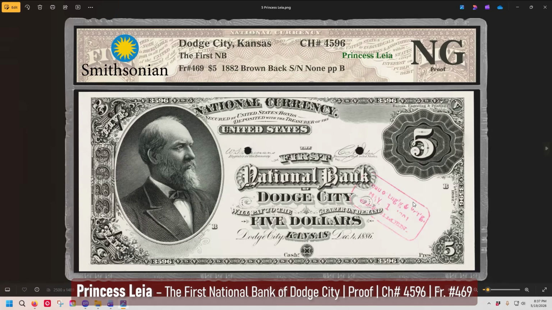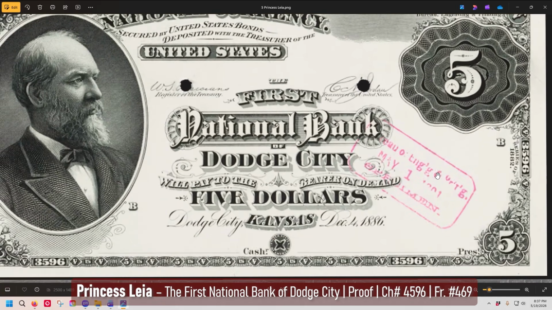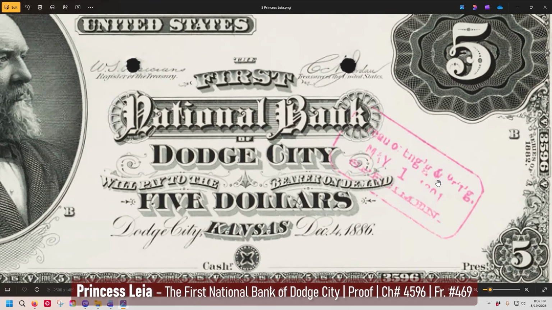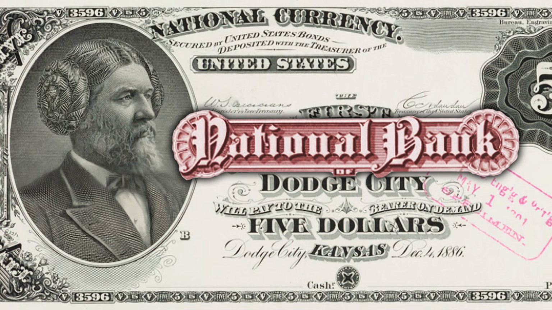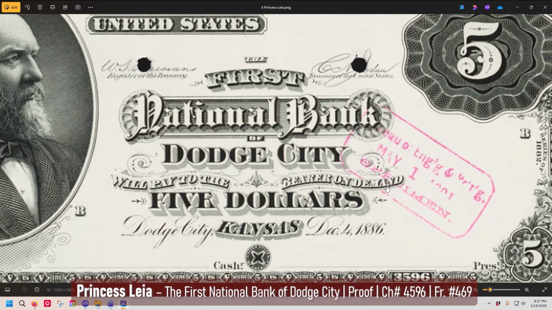So this one, ooh. Here's where I'm saying, when you see the Smithsonian, Ken, explain what they're looking at. This is not Ken's note. It's actually a proof from the Smithsonian archives that you can get through the Society of Paper Money Collectors. I love the title of this note, the Princess Leia, because you see her hair buns that she's famous for. That's what's on this note. And the "will pay the bearer on demand" is unique to these notes. And these are very rare.